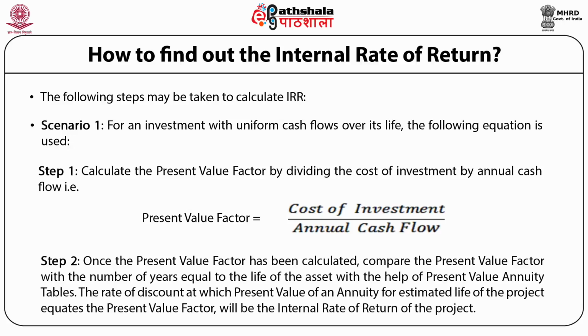Step 2. Once the present value factor has been calculated, compare the present value factor with the number of years equal to the life of the asset with the help of present value annuity tables. The rate of discount at which present value of an annuity for estimated life of the project equates the present value factor will be the internal rate of return of the project.